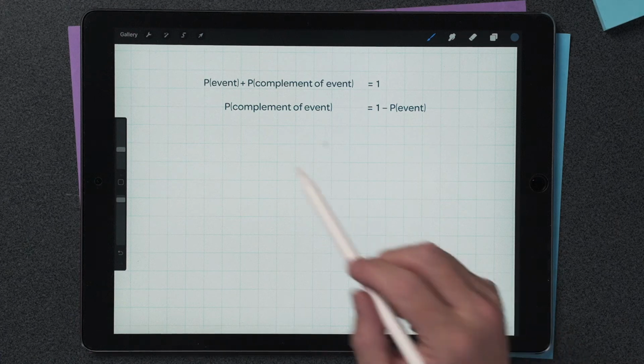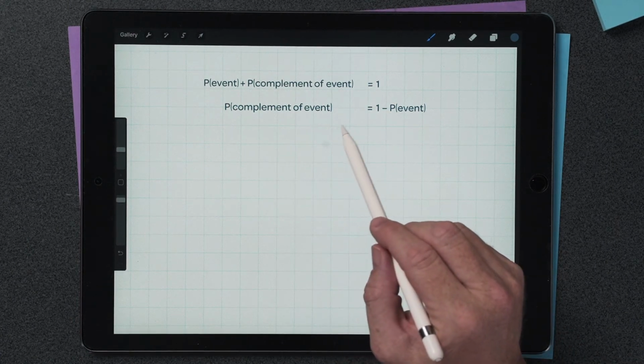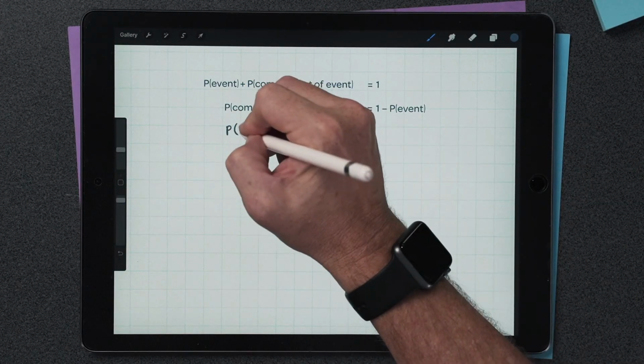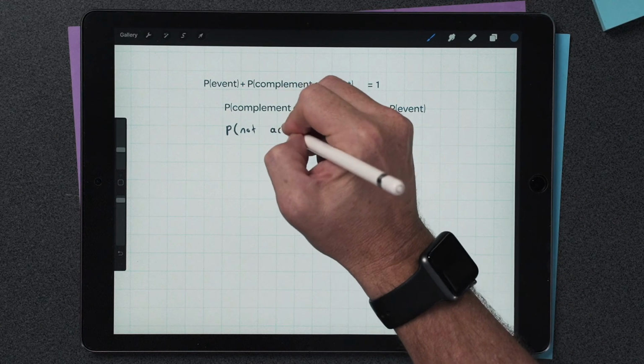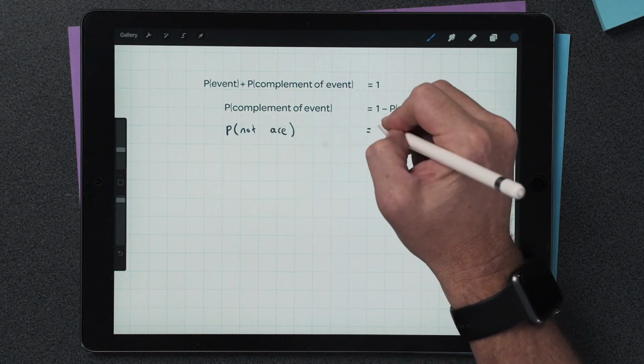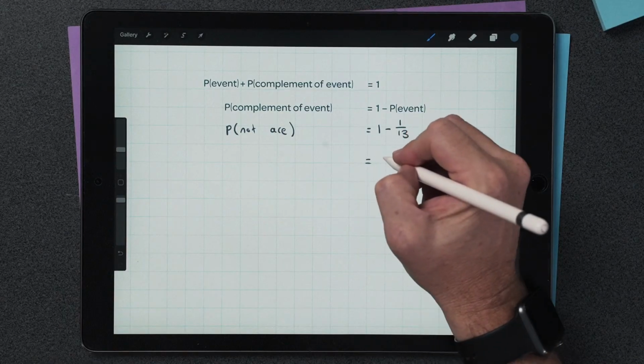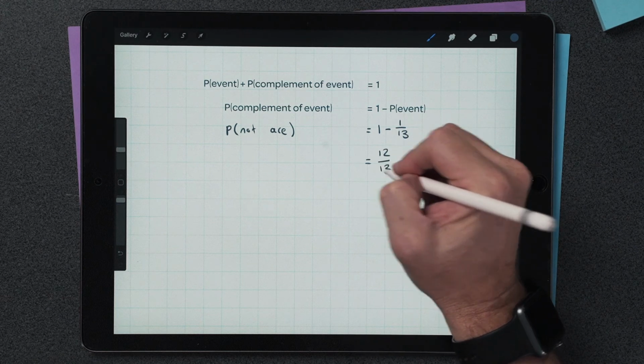Rearranging this formula gives us a way of calculating the probability of the complement of the event. Therefore, the probability of the complement of the event equals 1 minus the probability of the event. So the probability of not selecting an ace equals 1 minus 1 over 13, which is the probability of the event, which gives us 12 over 13.